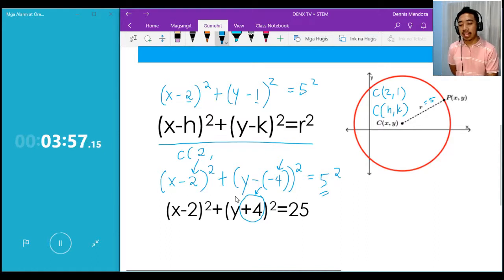So, that means our y coordinate must be a negative number. Okay? So, there. Our center would be 2, negative 4, and our radius is 5.